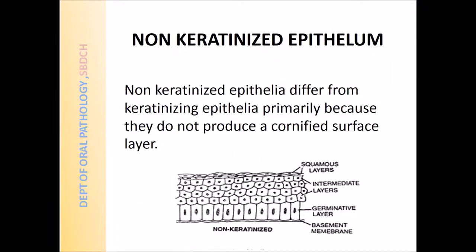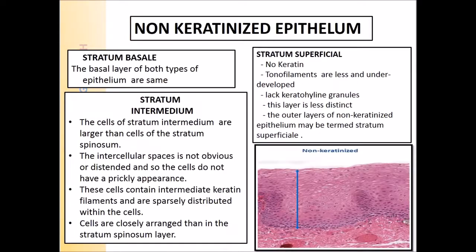Coming to non-keratinized epithelium, the main difference between the keratinized and non-keratinized epithelium is that they do not produce a cornified surface layer. Coming to the stratum basale of non-keratinized epithelium, the cells present in the basal layer are the same as the stratum basale in the keratinized epithelium.